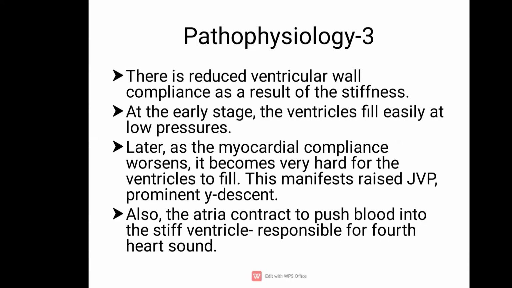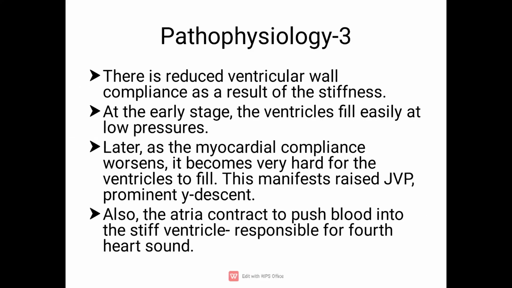Now, the third consequence of the rigidity of the myocardium is reduced left ventricular wall compliance. At the earlier stage, the ventricle is able to fill easily at low pressure, but later, as the stiffness worsens, the compliance of the myocardium worsens, and it becomes very hard for the ventricles to fill at all. And this could manifest as raised jugular venous pressure. And then the atrium contracts to push blood into the stiff ventricle, which is responsible for the fourth heart sound that can be picked up in patients with restrictive cardiomyopathy.